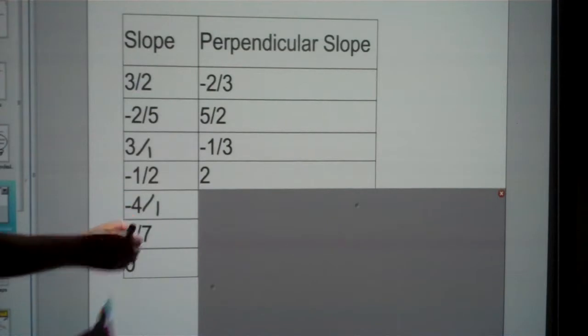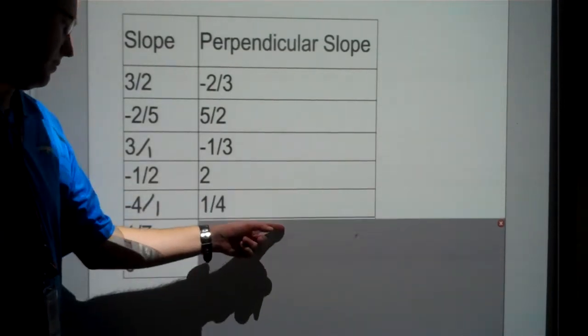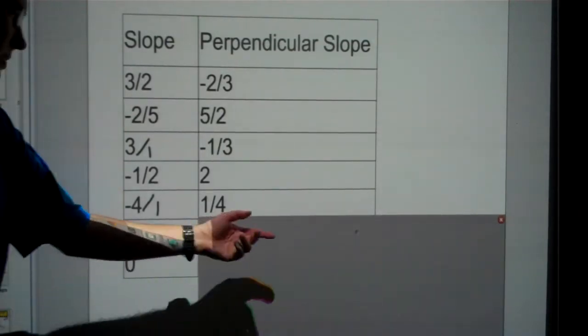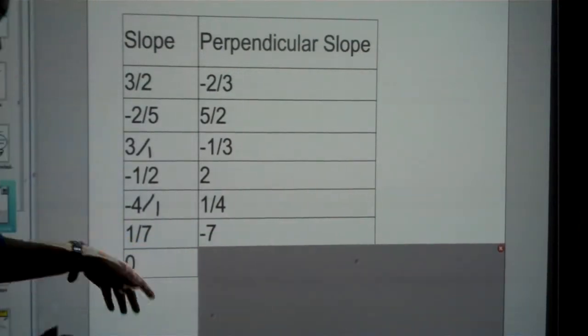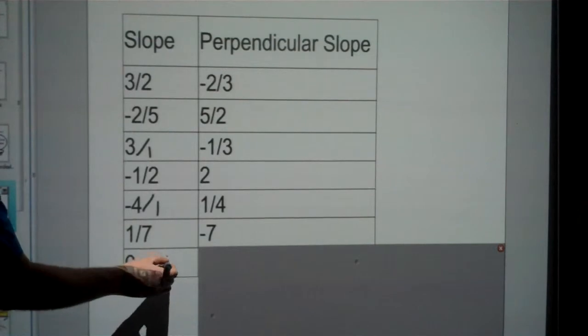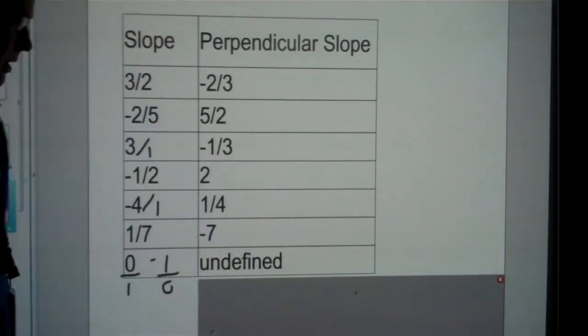-4, we can put it over 1. Flip it, 1/4, change the sign, positive 1/4. 1/7, flip it, 7/1, which is just 7, change the sign, -7. And 0 is the one we have to think about a little bit. You can put 0/1, and then when you flip it, you get 1/0, and when we change the sign, we get -1/0. If you work out -1/0, it says math error, and the reason for that is because it is undefined.